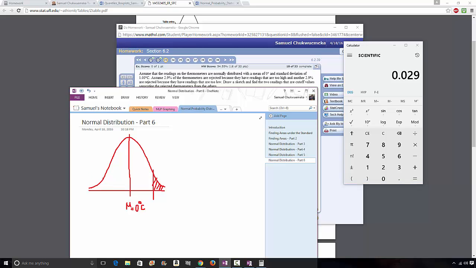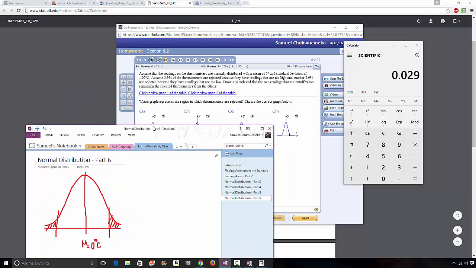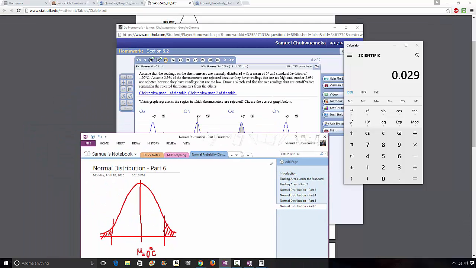Also, another 2.9% are rejected because they have readings that are too low. So 2.9% here are rejected, too low. These are readings that are too low, and these are readings that are too high. So this is the acceptable region here.